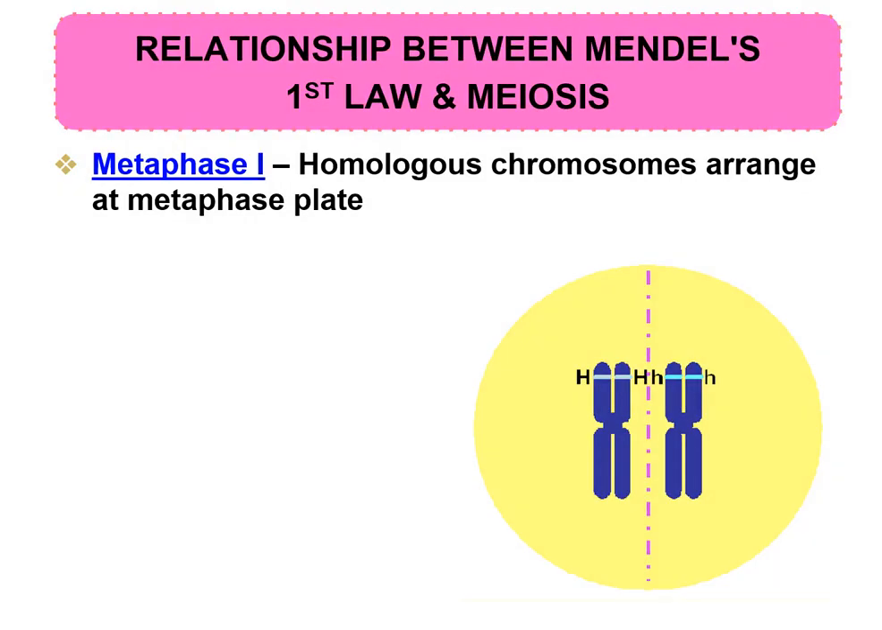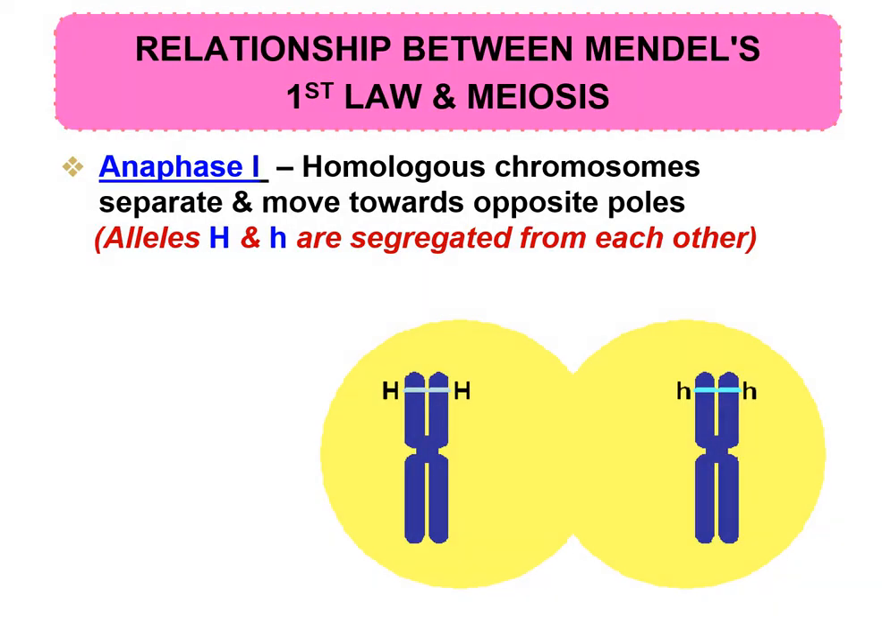So during metaphase 1, the homologous chromosomes arrange at the metaphase plate, and then they will be separated during anaphase 1. The pair is separated and moved towards opposite poles. So these two alleles are different, dominant and recessive, because they come from a purebred, right? So the alleles segregated from each other, separated.